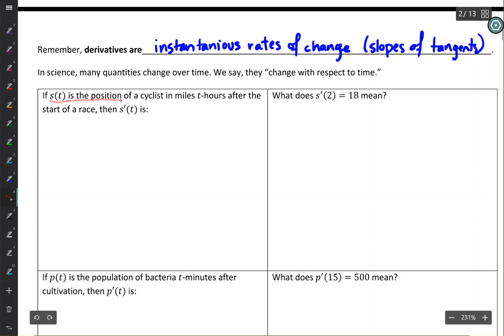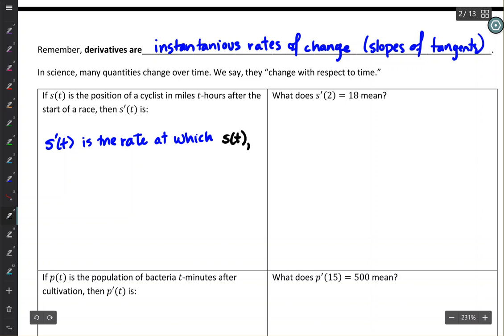So if S of t is the position of a cyclist t hours after the start of the race, then what does S prime of t mean? S prime of t is the rate at which S, position, changes with respect to time, or you could say over time. I'll use with respect to time.